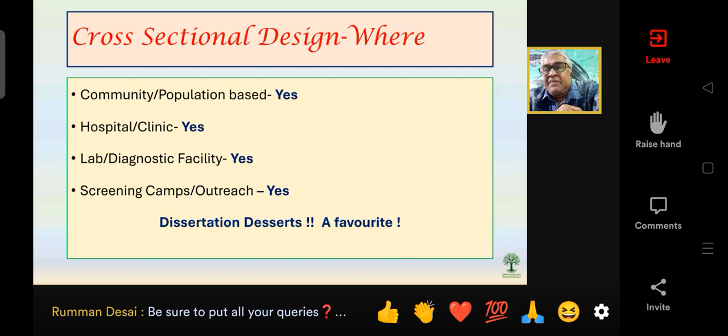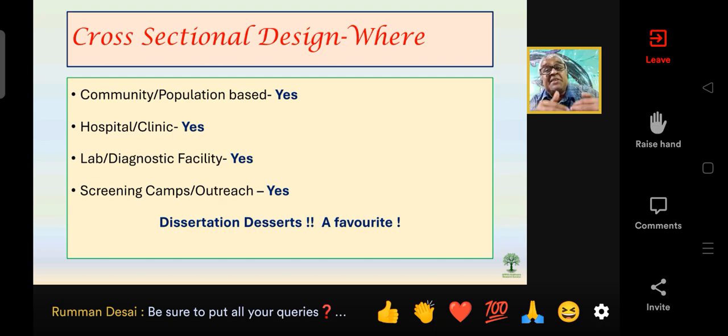And it's a favorite dessert for the dissertations. One of the most common designs that are used for a dissertation is a cross-sectional design, and that's a very pragmatic choice. It's a pragmatic choice because it's a single time assessment. You don't have the worry of running behind follow-ups, not getting follow-ups, missing data. All those things don't come into the picture. If you devote your time at that single point, that one-time assessment, you get enough data and you can run a clean cross-sectional study design.